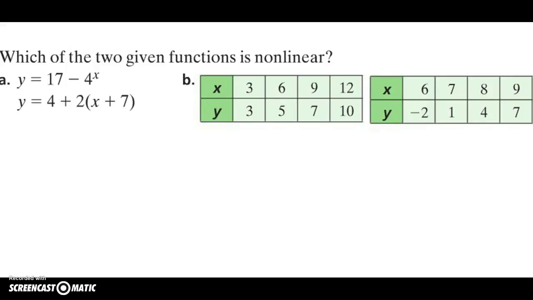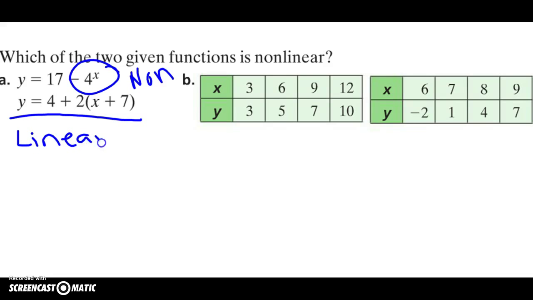In letter A, we have two examples. Y equals 17 minus 4x. Notice you have a variable in your exponent, so that is nonlinear. In the second example, there are no exponents and there are no variables as exponents, so that one is linear.